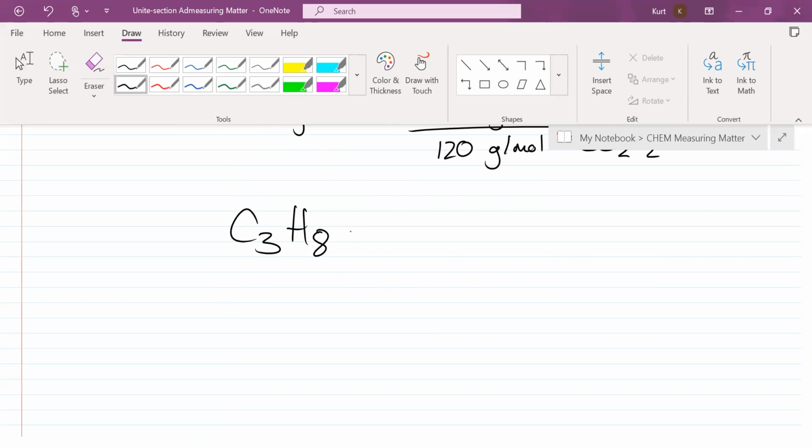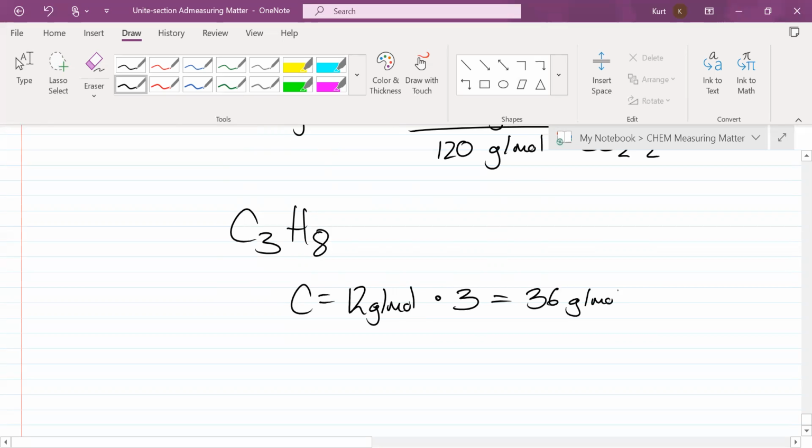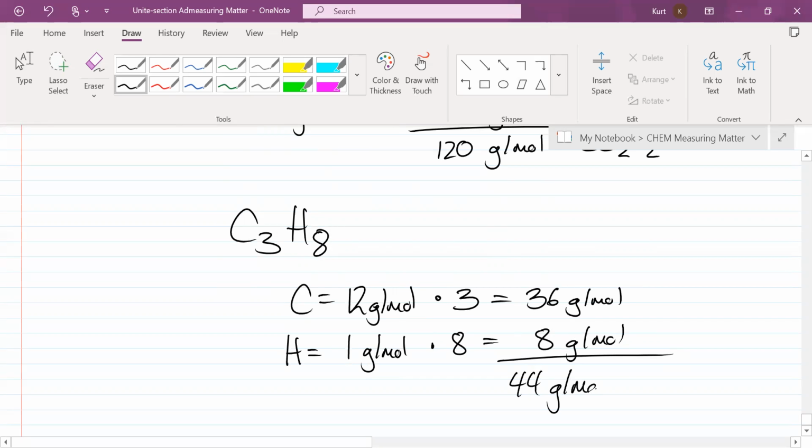Okay, judging from all of your shuffling and packing and getting ready to go, I assume that you 100% get this. So what is the molar mass of carbon? Thank you, Jane, and everyone else who said it. 12 grams per mole. How many are there? So what's 12 times 3? 36 grams per mole. Hydrogen, what is its molar mass? 1 gram per mole. How many are there? 8. What is 1 times 8? Genius. What is 36 plus 8? 44 grams per mole is the molar mass of propane.